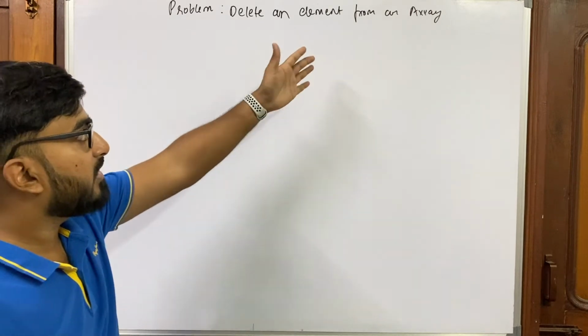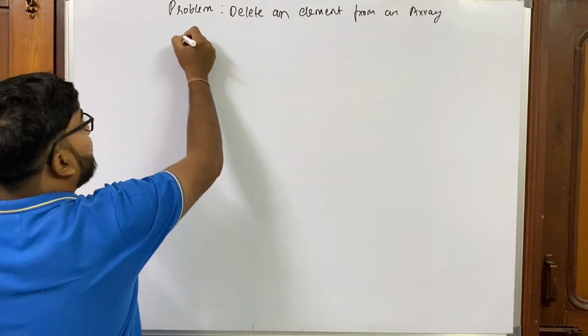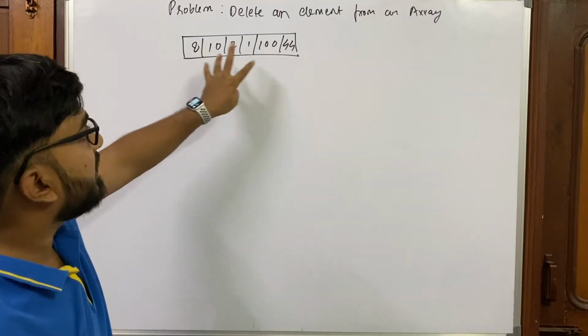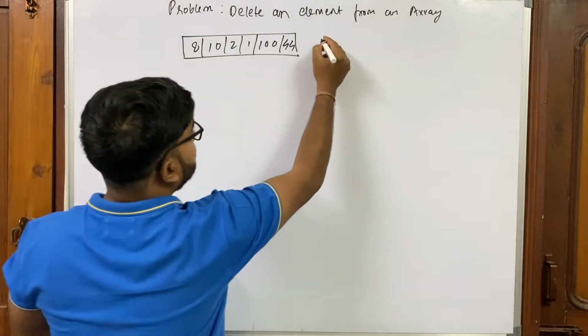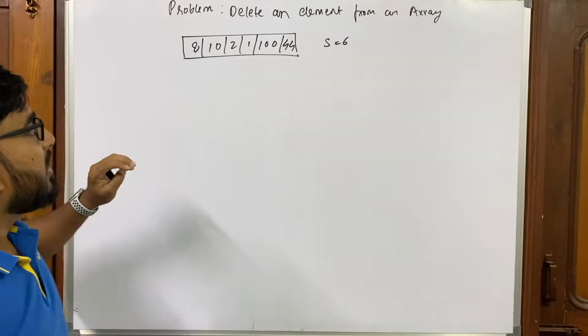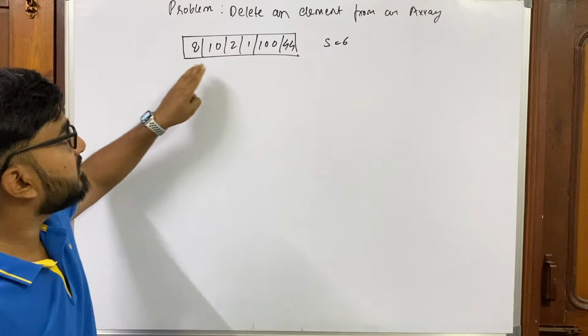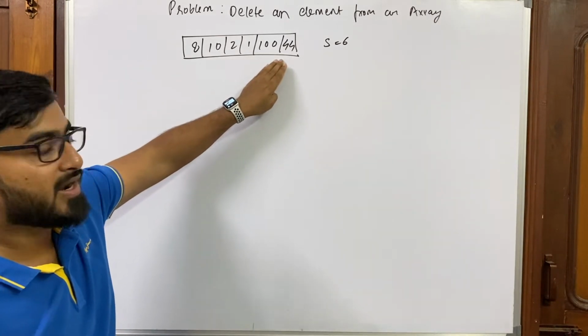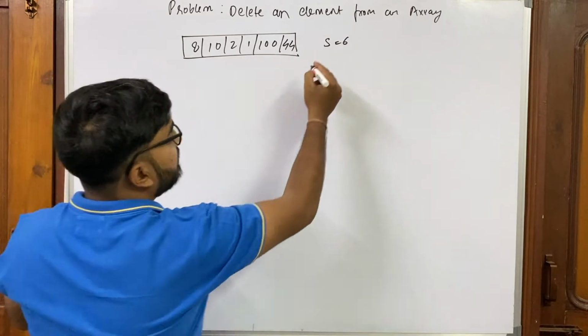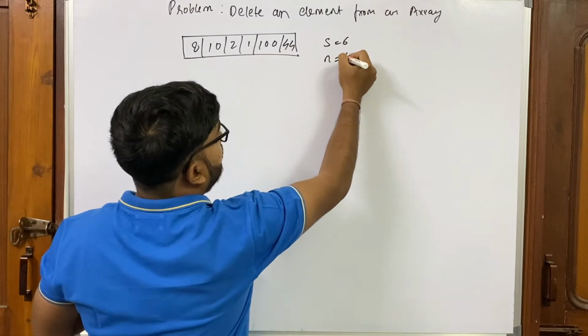So delete an element from an array, what do I mean by this? If I have an array like this, the array has 6 locations. So the size of this array is 6. And we have utilized all the locations, that is, these are all the values I have stored and I want to use in this array. So I say the number of values is 6.